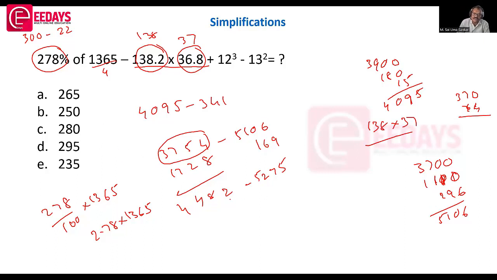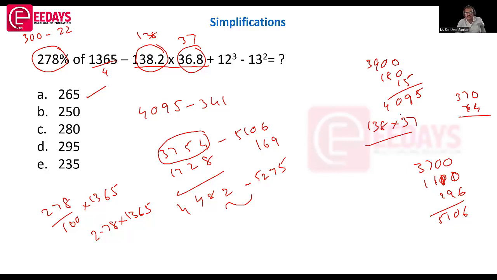In this case calculation, what is the difference? Some difference is that approximate value is equal to 265. This is equal to 1728, right? And this is equal to 169, right? And this is equal to 275, 5275. And what about this one?